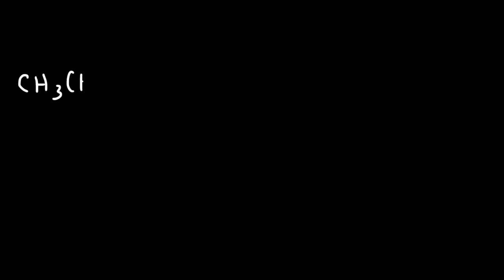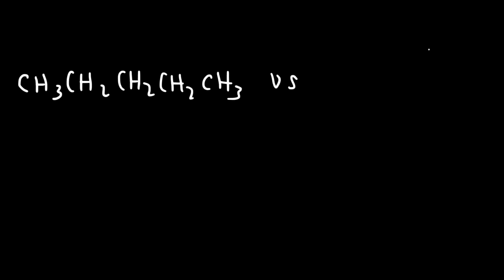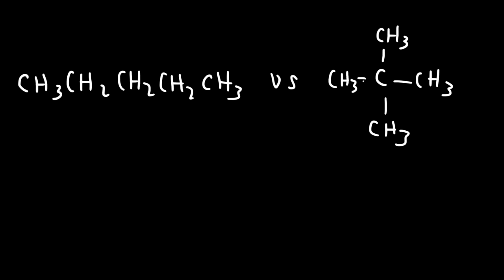Now let's consider 2 other molecules. Pentane, which has 5 carbons, and neopentane, which also has 5 carbons. Now these are considered constitutional isomers because they have the same chemical formula, C5H12, but a different structure. They're connected differently. The molecular formula is the same, but the connectivity differs.